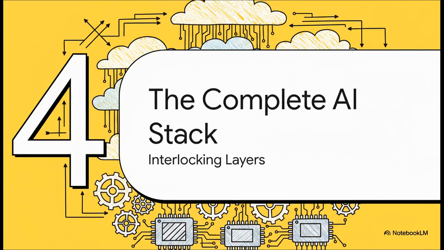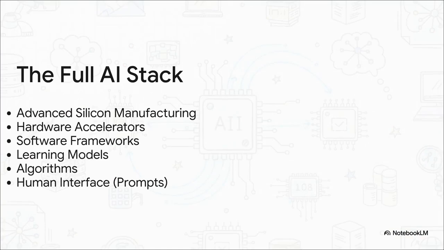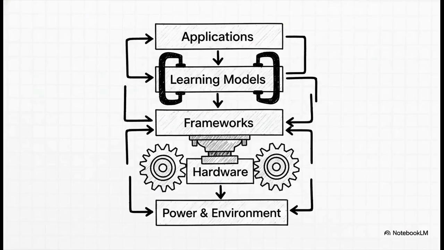Okay, so let's zoom out and put all these pieces together. AI isn't just some clever algorithm floating around in the cloud. It's a complete technology stack, a system of interlocking, totally interdependent layers. It all starts at the very bottom with the physical reality of advanced silicon manufacturing. On top of that, we build the hardware accelerators, like the GPUs. Then come the software frameworks that let us use that hardware efficiently. Above that are the learning models themselves, the LLMs, which are trained by specific algorithms. And finally, right at the very top is us, the human interface, how we talk to it all through things like prompt engineering.